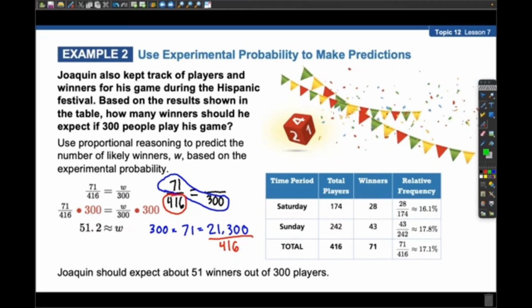And they rounded to the nearest tenth, so will we. We get 51.2. About 51.2. The little squiggly lines are approximately, it's about, all right? Joaquin should expect about 51 winners out of 300 players. Why 51? Can you have 0.2 of a person? No. And 0.2 is lower than 0.5, so it's 4 or lower, so we're going to round it down to 51. Okay?